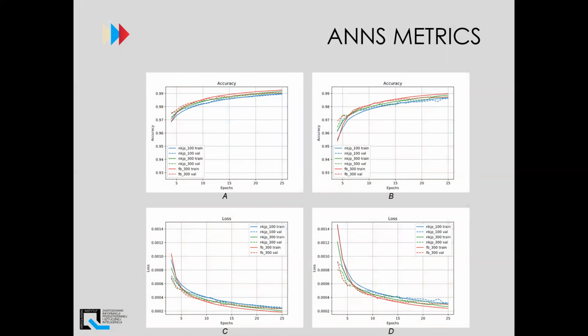NKJP abbreviation stands for Narodowy Korpus Języka Polskiego and refers to models shared by EPPAN, while FB stands for Facebook FastText Model. From over 100 models provided by EPPAN, we have chosen two, with embedding matrix sizes of 100 and 300, while Facebook FastText provides an embedding matrix of dimension 300.